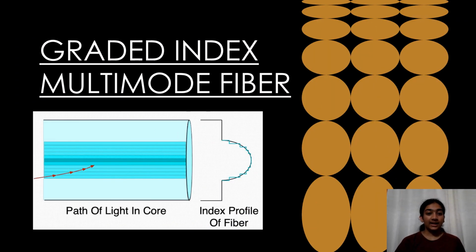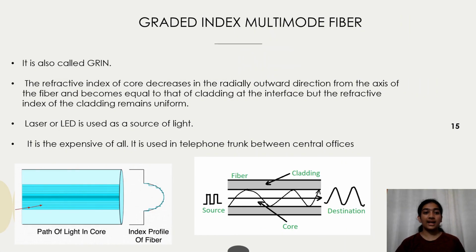The next one is graded index multimode fiber. It is also called GRIN. The refractive index of the core decreases in the radially outward direction from the axis of the fiber and becomes equal to that of the cladding at the interface, but the refractive index of the cladding remains uniform. So in this type of optical fiber, the refractive index is higher at the axis of the core and then decreases gradually towards the core cladding interface. That is to say, the refractive index of a graded index fiber gradually decreases from its center and eventually decreases to the same value as the cladding at the core edge.